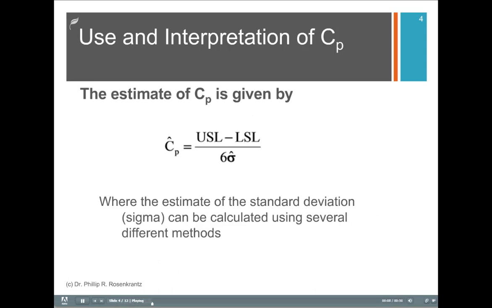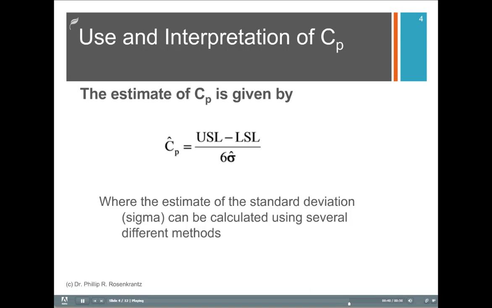Here's the formula for it. It's the ratio of the tolerance zone, that's the upper spec limit minus the lower spec limit, to the statistic Six Sigma. And in this case, we're talking about 6 times the standard deviation. And so plus or minus 3 standard deviations is Six Sigma. And so this is a ratio of the tolerance zone to what 99.73% of the population would be.